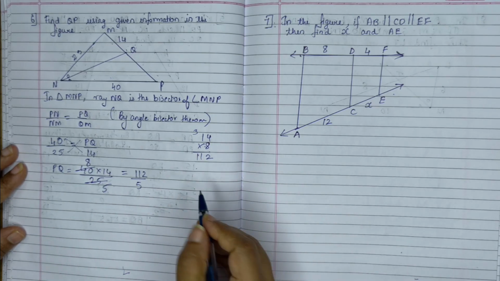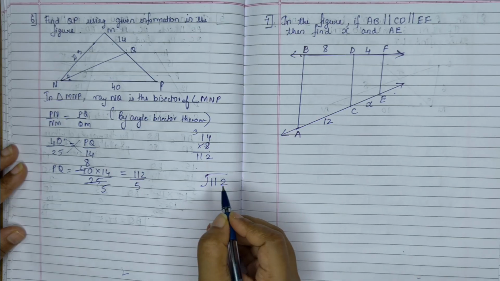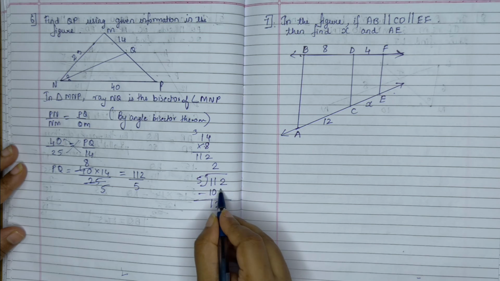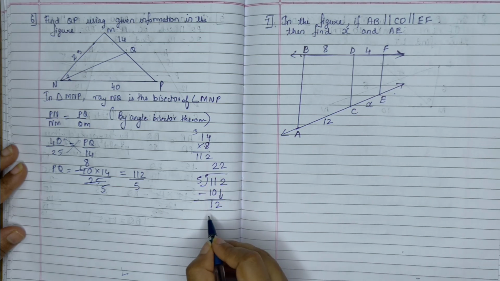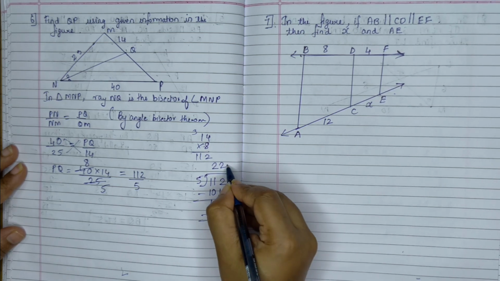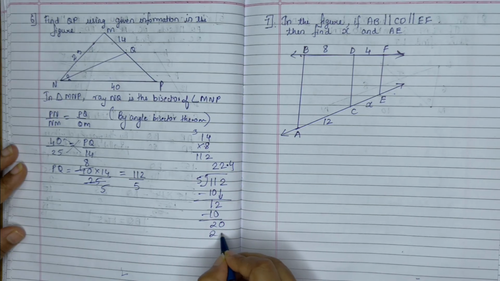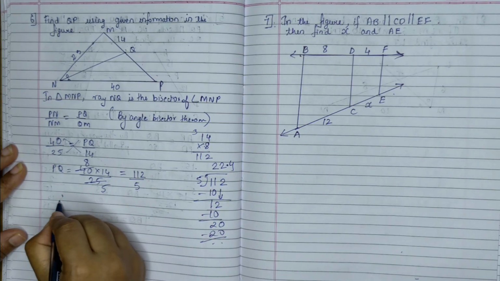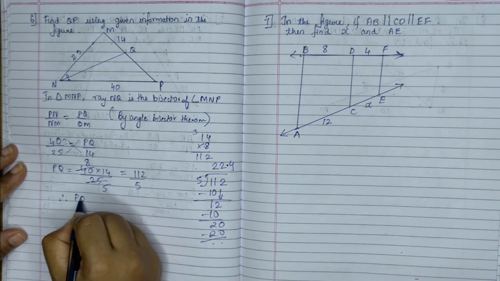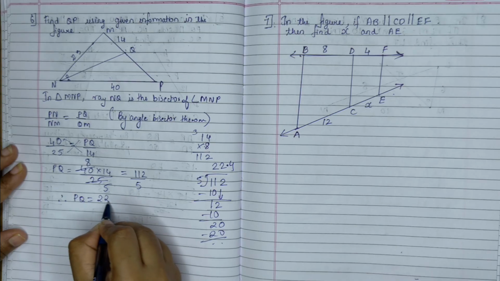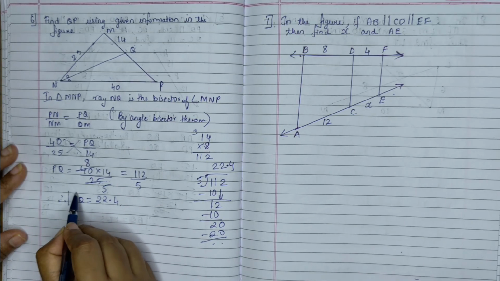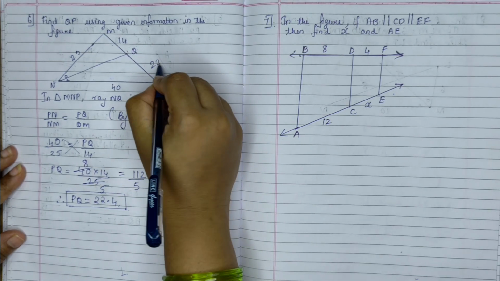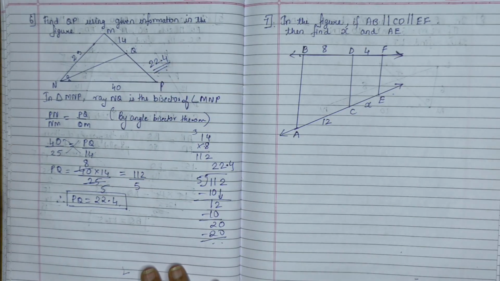So now we can divide this. 112 divided by 5. 5 2s are 10. Get this 2 down. Again 5 2s are 10. Put a 0, put a point here. 5 4s are 20. Okay, so what we got? 22.4. Therefore PQ we had to find. Therefore PQ is equal to 22.4. Okay, so this is what we had to find, PQ. Understood the sixth sum?